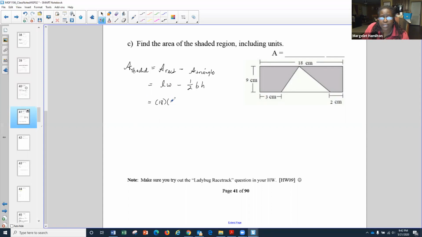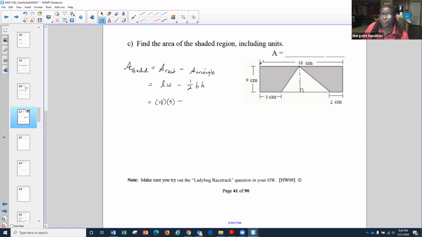18 times 9 minus. Now we need a base and a height for our triangle. Here's my triangle. We definitely have a height because we have the 9 here. And we know that this is our height. So same as the width of the rectangle. So we have the height. The base is this part right here, which we see we don't have. We got to find this, right?